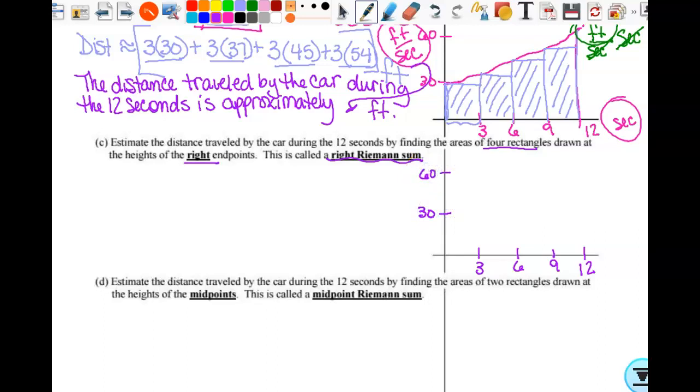So the graph itself is going to be pretty much the same, something like this. And then I'm going to do the same thing. Since I'm dividing it into 4, I need to make that. I'm going to draw my vertical lines.